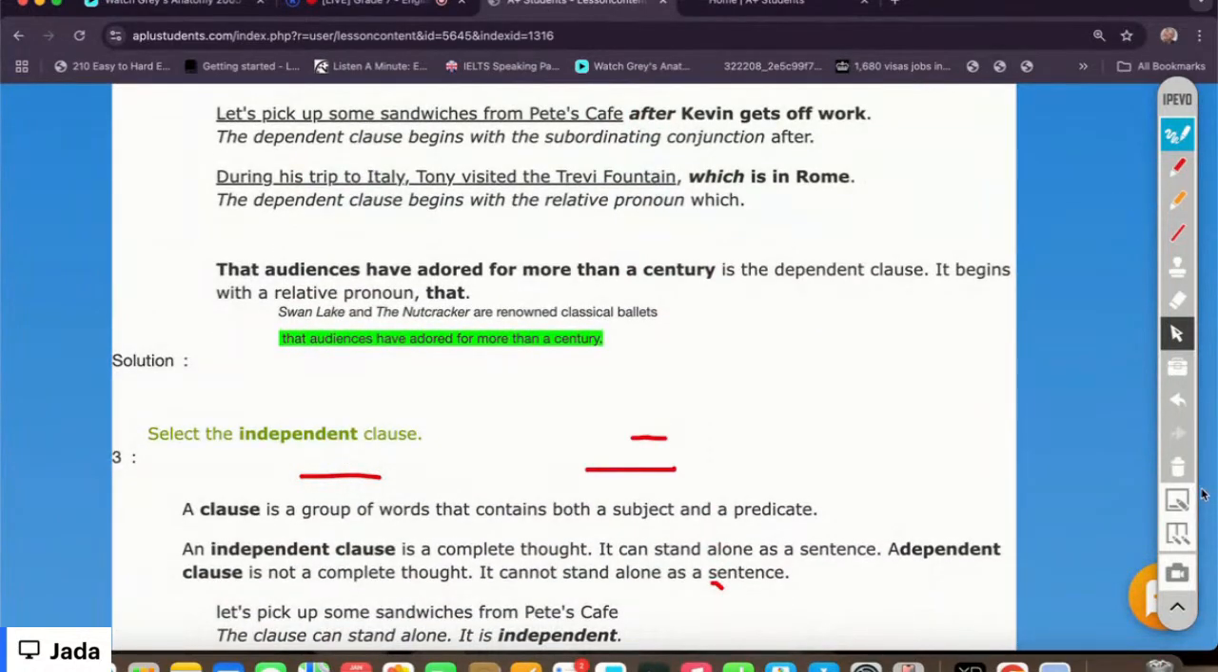Okay, so over here we have "the audience have adored for more than a century." That audience have adored for more than a century is a dependent clause. It begins with a relative pronoun, that. So this is starting with that. You have to know that this is a subordinating conjunction, and that means it is a dependent clause. Okay, so yeah.